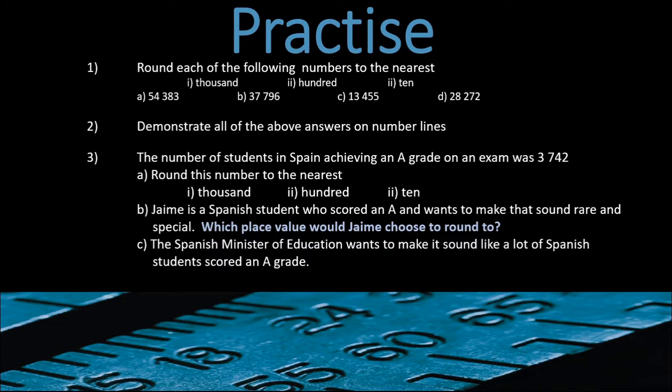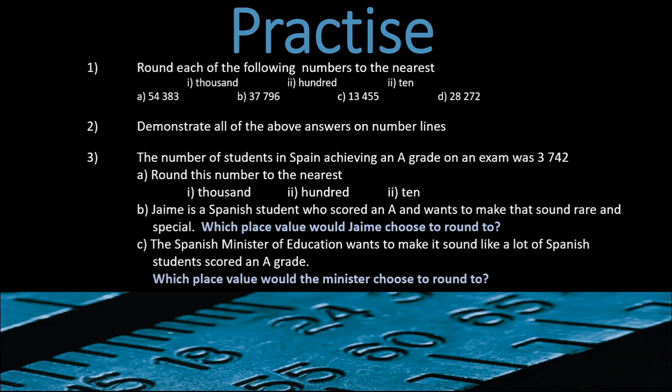C. The Spanish Minister of Education wants to make it sound like a lot of Spanish students scored an A grade. Which place value would the minister choose to round to? Would the minister want to round to the thousands, the hundreds, or the tens? Go ahead and hit pause now and give that a try. Remember to take your time to set those number lines up really nice and neatly. And hit play when you're ready to see the answers.